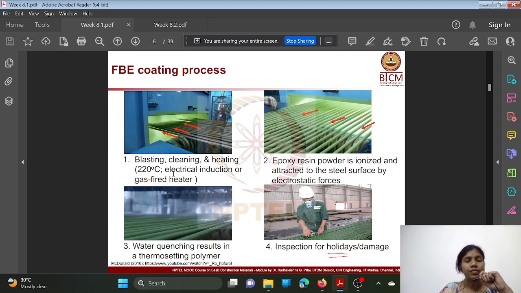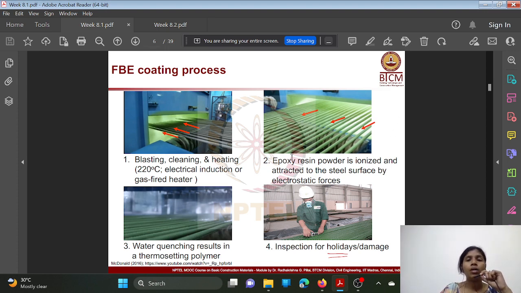Okay, the first step is blasting, cleaning and heating at a temperature of 220 degrees Celsius, and the second step is epoxy resin powder is ionized and attracted to the steel surface by the electrostatic forces. Okay, so the steel surface will attract the epoxy resin powder. Okay, and then water quenching results in a thermosetting polymer.